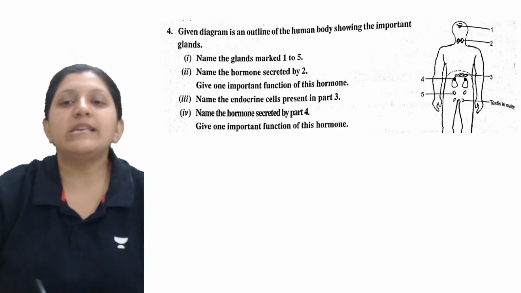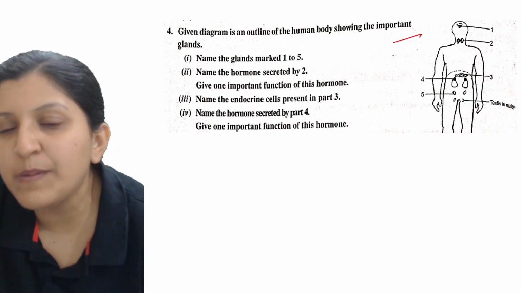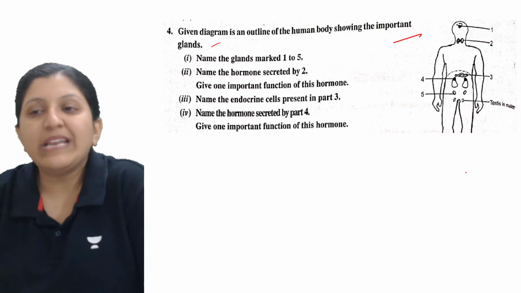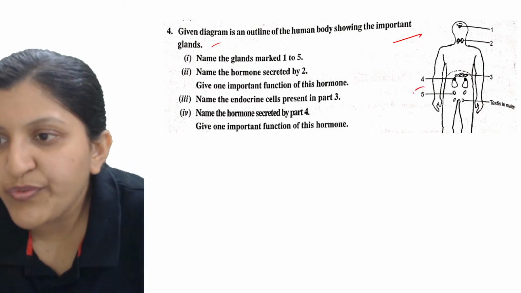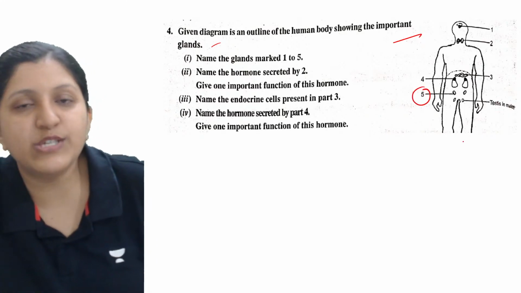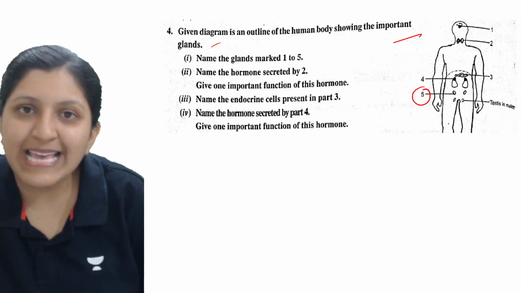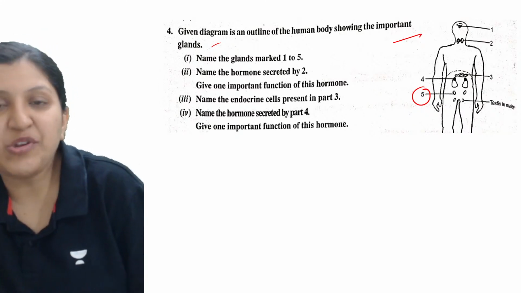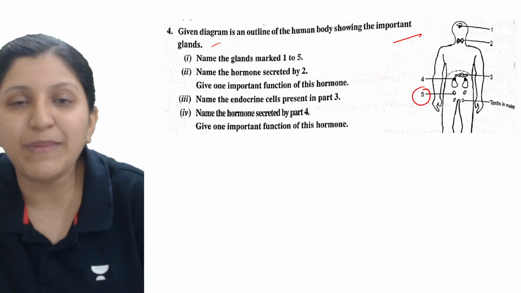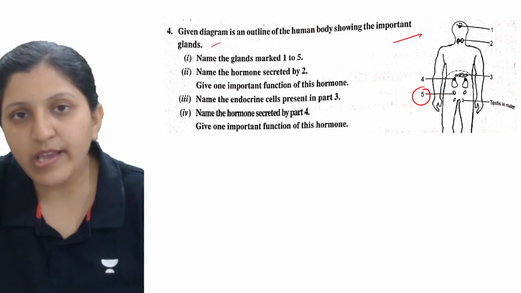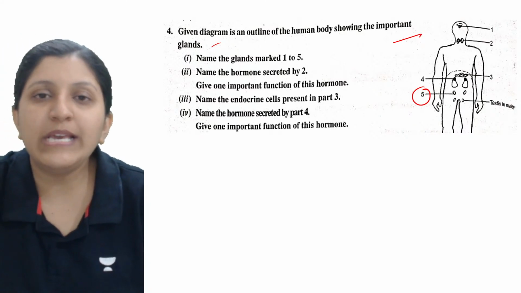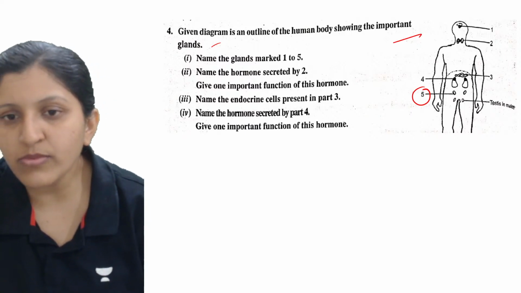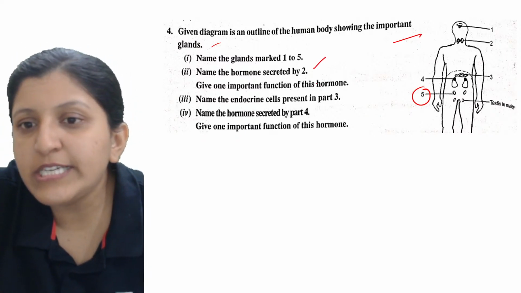The given diagram is an outline of the human body showing the important glands. Name the gland. Anyway, this has been done. Here the fifth one is extra, and this fifth one is nothing but the gonads: testis in case of male, and ovaries in case of female. There are hormones secreted by the ovary and hormones secreted by the testis. The testis secretes the hormone testosterone, and the ovaries secrete the hormones progesterone and estrogen.